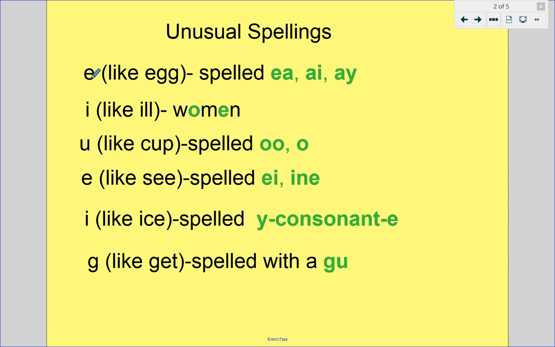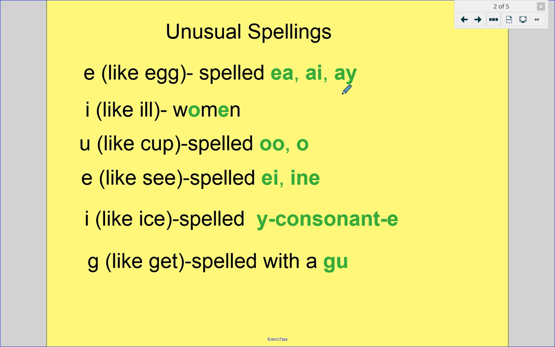So we have a sound like an egg. And in this unit, it's going to be spelled E-A, A-I, or A-Y. Now, normally we would have this be an E sound, this be an A sound, and this be an A sound. But not in this unit. It's unusual spellings, and they have the sound.